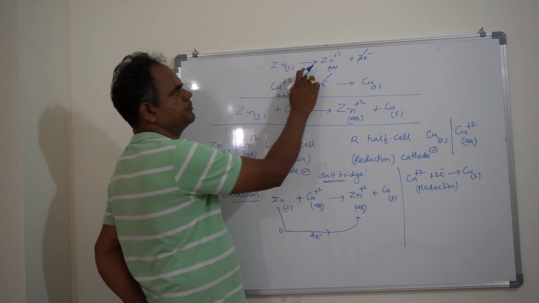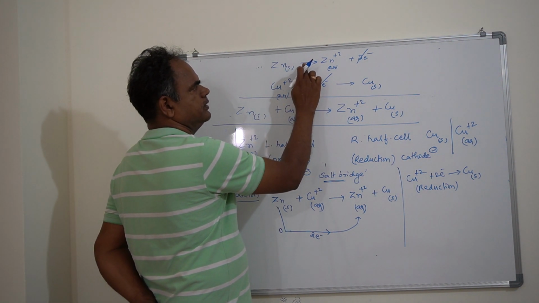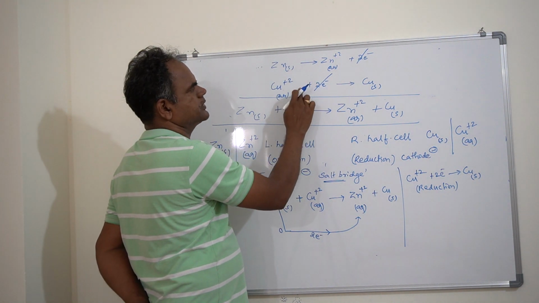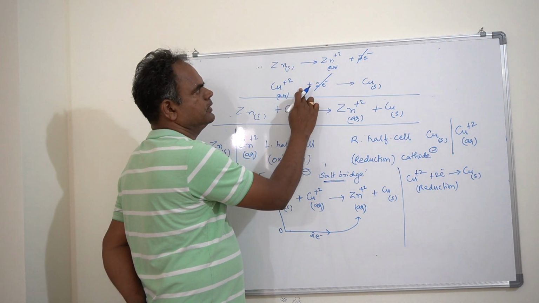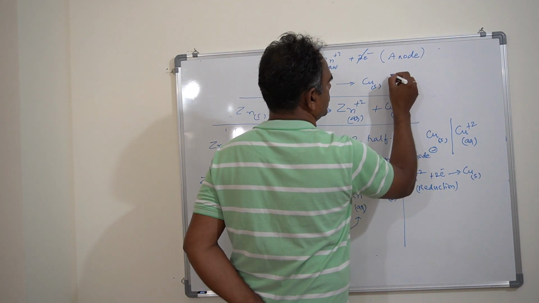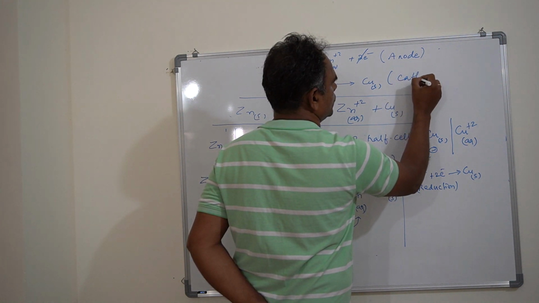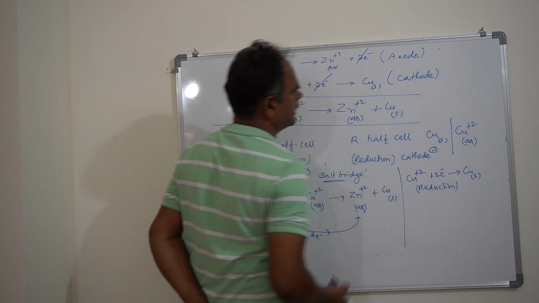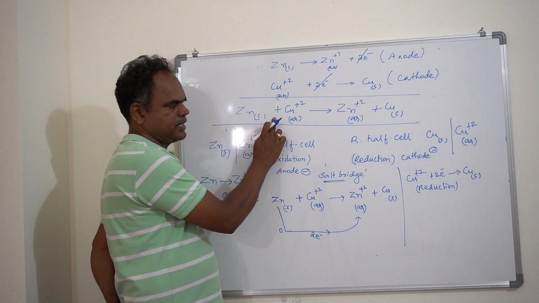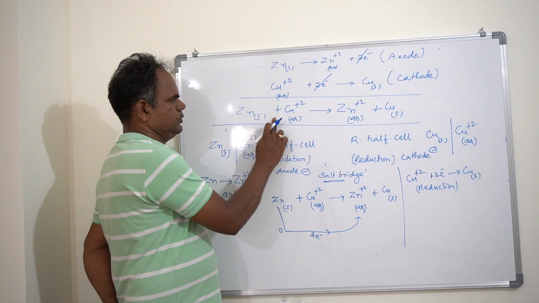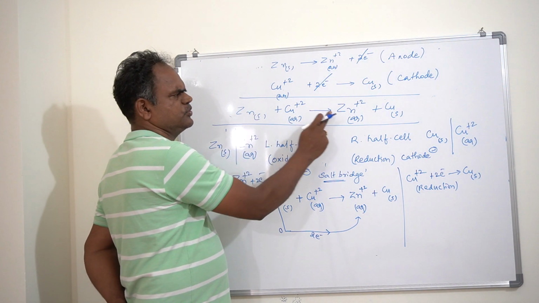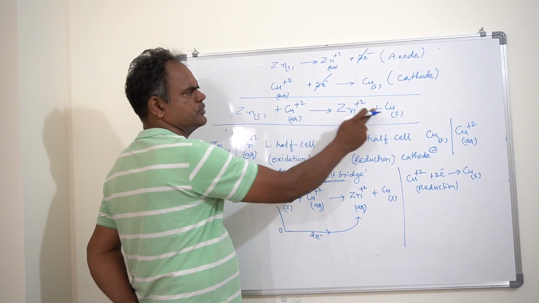The first reaction takes place at the anode, and this reaction takes place at the cathode. So here I am writing anode, at the anode, and at the cathode, right? At anode and cathode, and this is the complete redox reaction. In the complete redox reaction, zinc changes into Zn²⁺, cupric ion changes into copper.